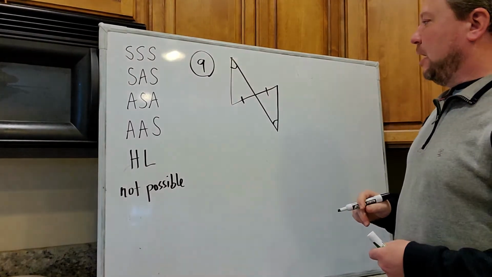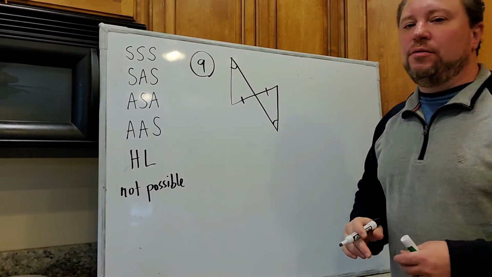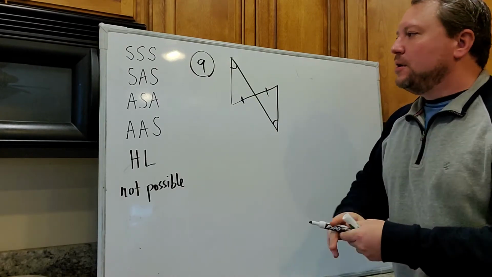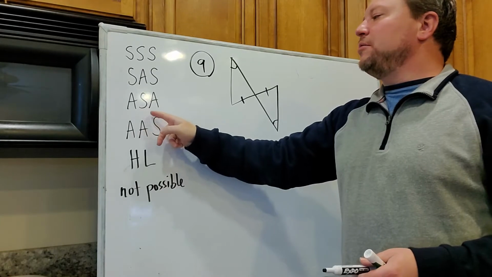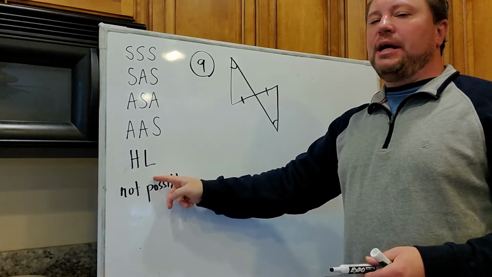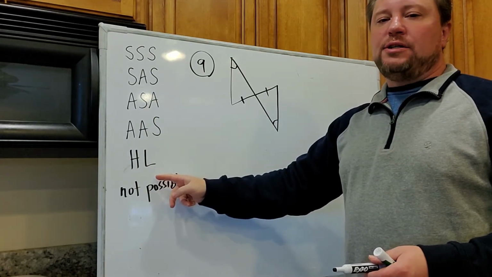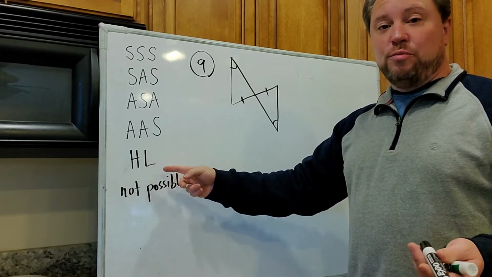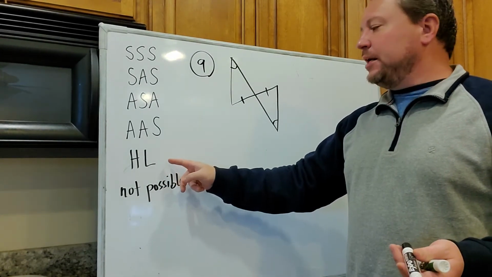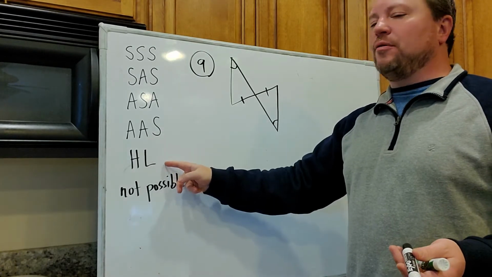Okay, so when I look at this problem, I see there's only 2 pairs of congruent parts. Remember, all of our shortcuts require not 2, but 3 pairs of parts. Even HL, if you remember right, HL only works for right triangles, but it does assume then that you have a right angle already.